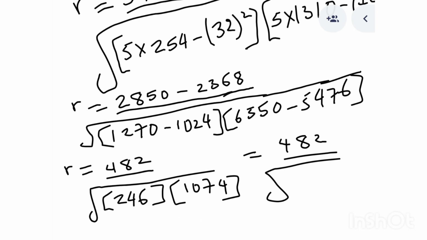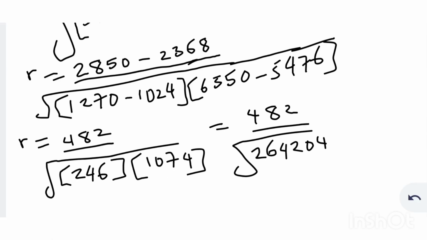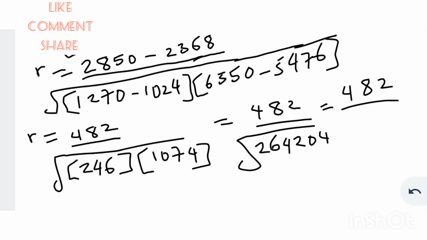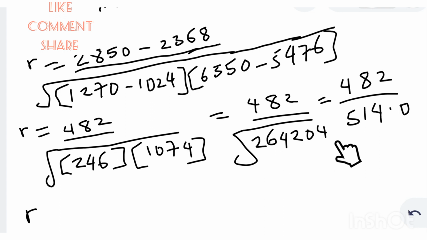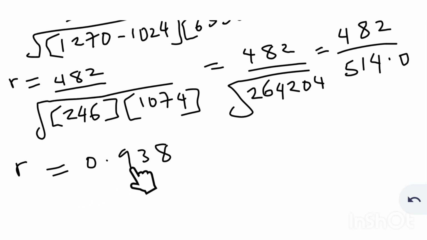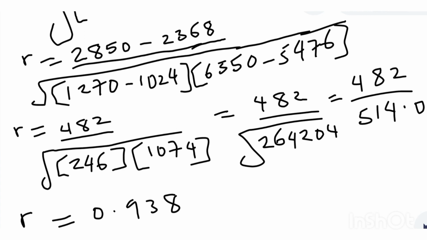It gives 264,204. Equal to 482 over root 264,204, which gives 514.0. Our value would be 482 divided by 514.0. Of course, that gives 0.938. So our R value using the shortcut method is 0.938. Therefore, we've done justice to this problem.